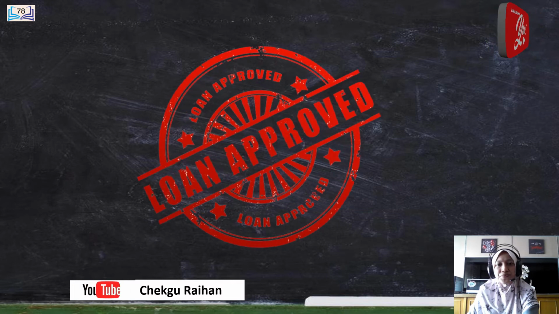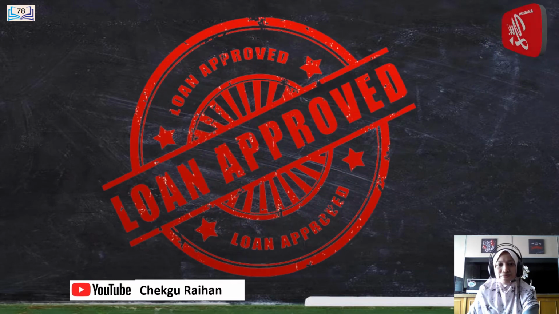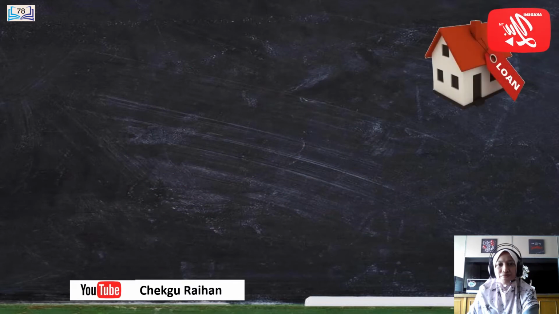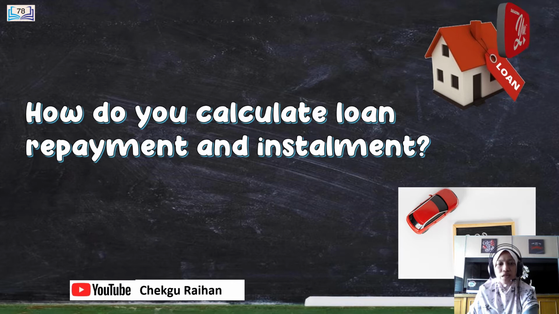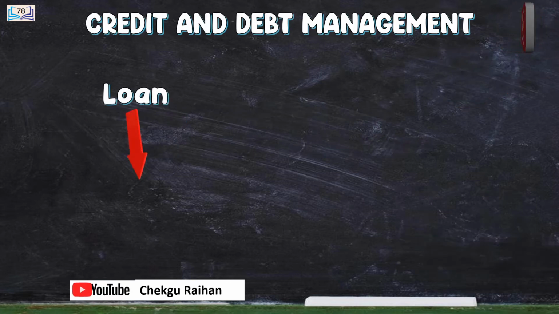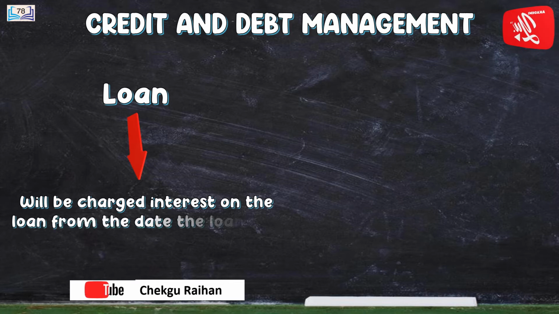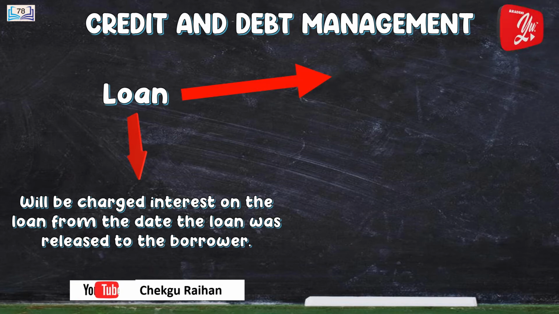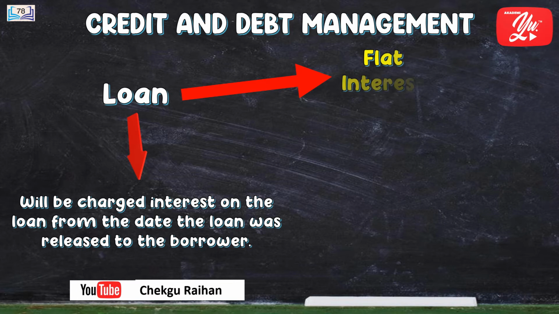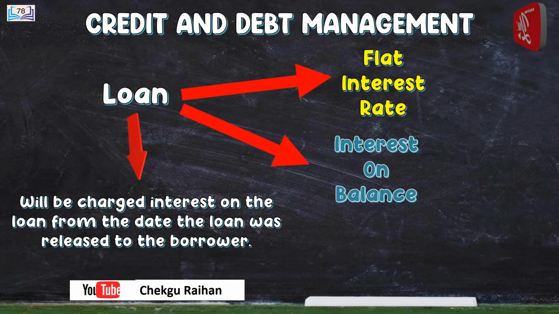Loan. House loan. Car loan. How do you calculate loan repayment and installment? Each loan will be charged interest on the loan from the date the loan was released to the borrower. There are two calculation methods for loan interest, namely flat interest rate and interest on balance.